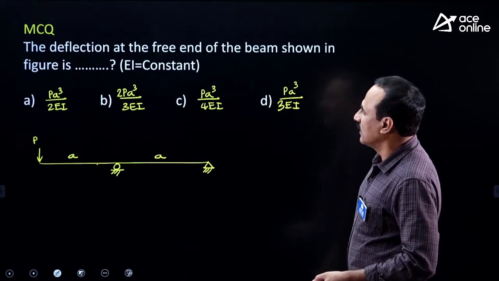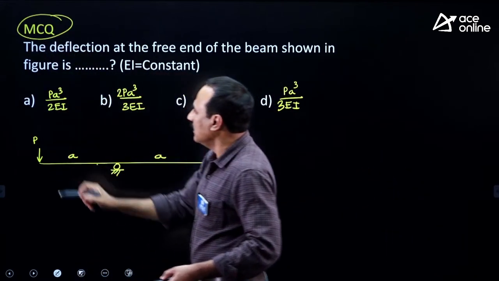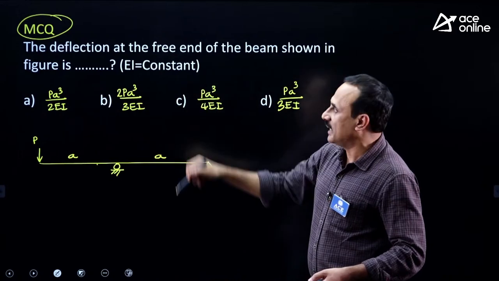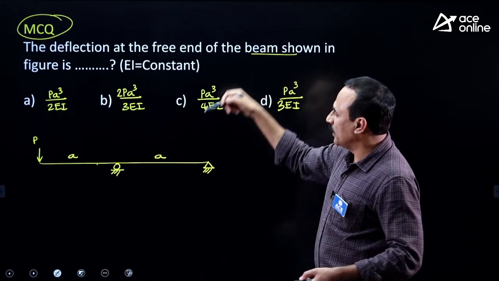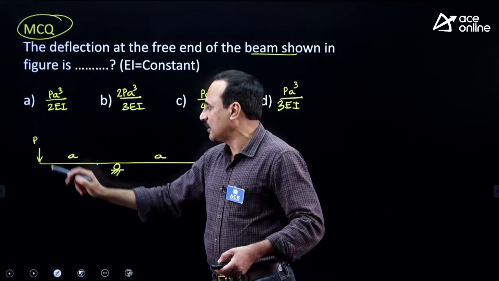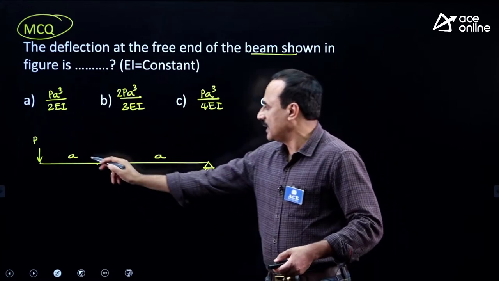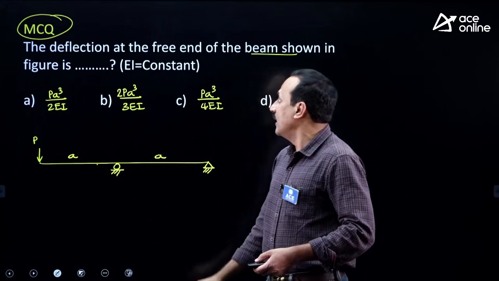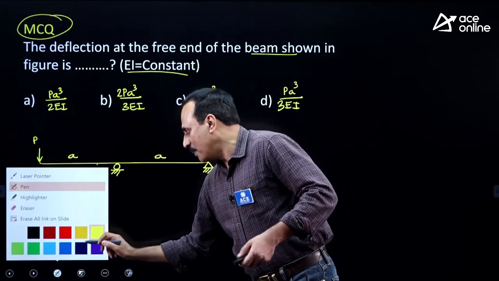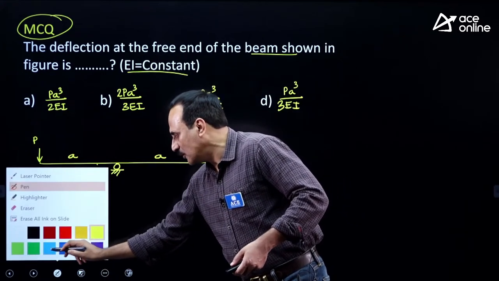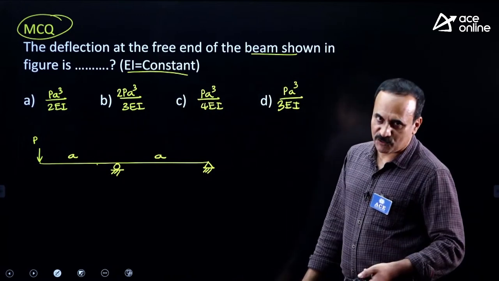Coming to the next question. It is a multiple choice question. Again, it is related to deflection. Find the deflection at the free end of the beam shown in the figure. In the question, this length is A, this length is also A, and EI is constant. So you can go by any of the methods. I'll try to use the conjugate beam method. Conjugate beam method is a better choice for us.